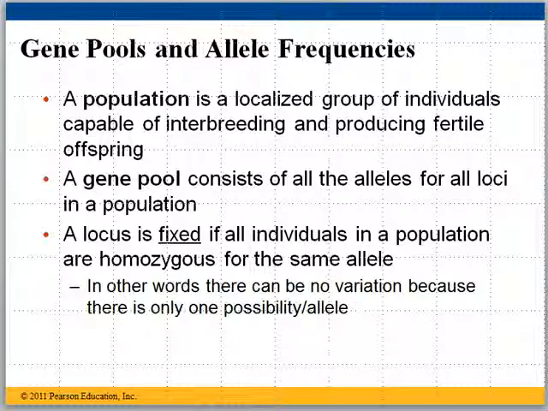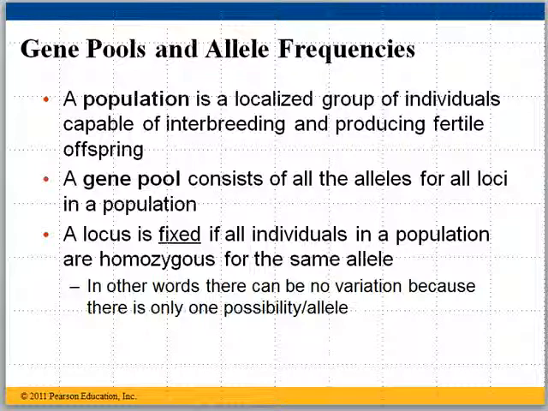A locus is fixed if all individuals in a population are homozygous for the same allele. So for example, if there's a population of deer and let's say there's a trait for how much hair they have on the tip of their ears, and every deer in that population is homozygous for that trait, for that particular locus, well then you would call that fixed. It's not going to change. If everyone has the exact same allele at that particular location, then that is a fixed locus, and we know we're not going to see any change there because we don't have any variation. In other words, there can be no variation because there's only one possibility. So that would be called fixed.